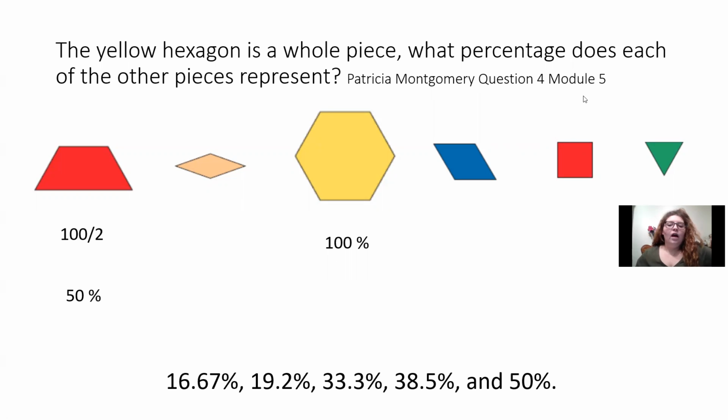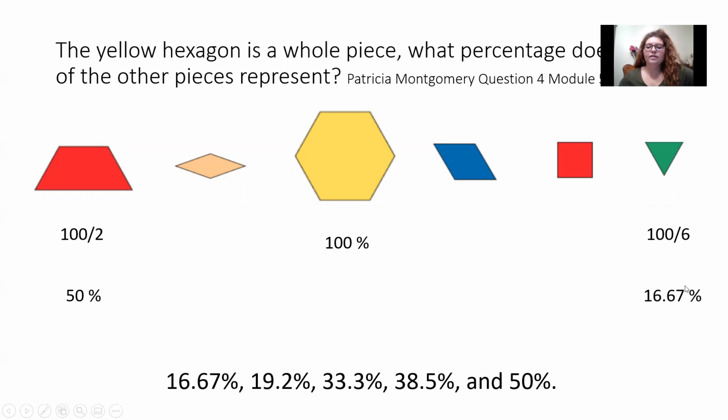Well, then I try to think, okay, well, what's something that would fit into that trapezoid that'd make it easy to calculate? And this little green triangle over here is going to fit into that trapezoid. It looks like 3 times. So we know that 2 of those fit. So 3 times 2 is going to give us 6. And then 100 divided by 6 will give us that 16.67% down there. So those 2 are done.